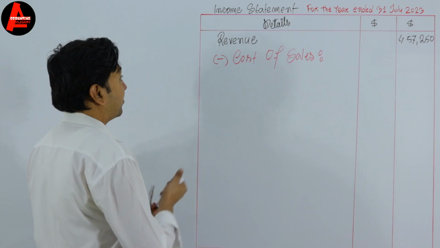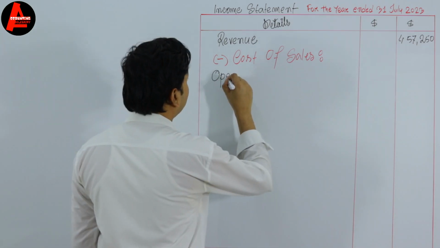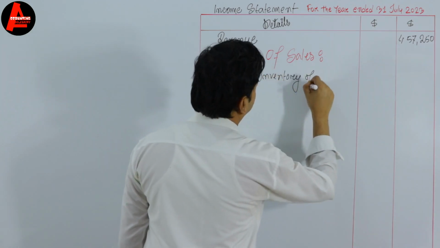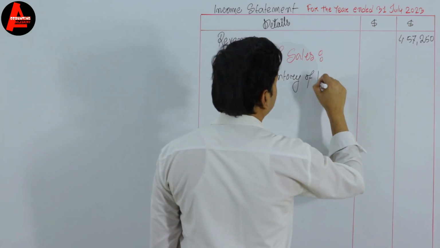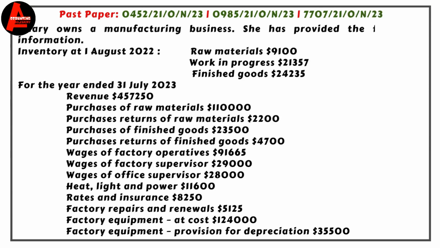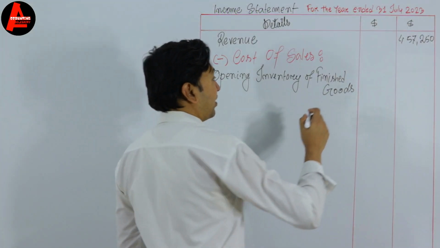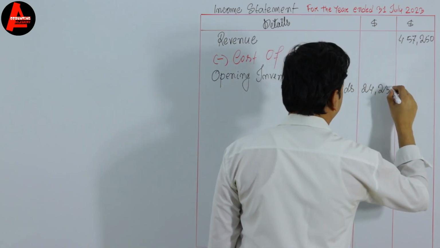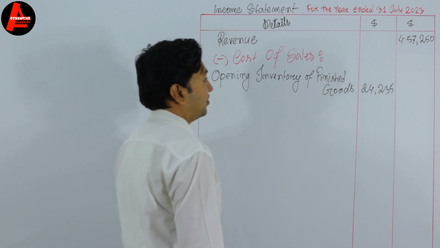Here in the question we have opening inventory of finished goods. Let us write the first item, opening inventory of finished goods. In the question we see inventory at 1st August 2022. Here we see finished goods, it is $24,235. This is the opening inventory, so we will write here $24,235.